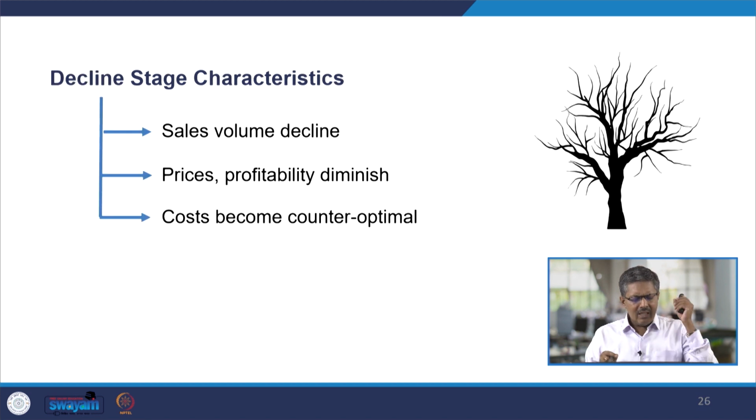Okay. The last stage, if you see, is the decline stage, where the volume decline is happening at a very rapid pace, and prices are falling, profitability is diminishing and costs become non-optimal. That means the company is in a stage where it is not making any more profit. So it is just trying to utilize the assets that have already been used for producing this product, and now they will make a trade-off, whether they are even recovering whatever they have invested or not.